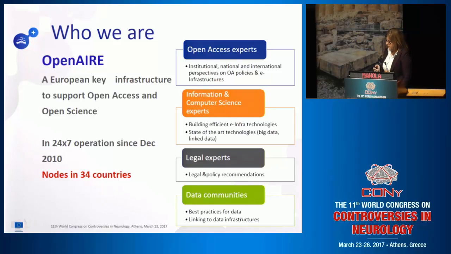We are a very active network with nodes in 34 countries in Europe, and we are a consortium of 55 partners. We are experts in open access from libraries, universities, and disciplines. Because we're setting up a technical infrastructure, we have domain IT experts. We have legal experts, because when you're opening up publications or data, or talking about open science, legal issues are at the forefront. And of course, we have data communities to drive our processes.